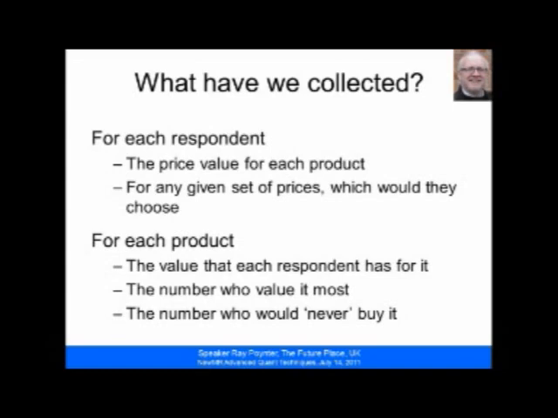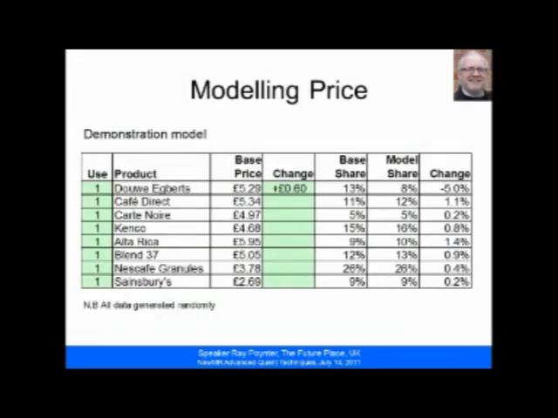For each product, we know what value the respondent has for it. We know the number of people who value it most. We know the number of people who say they would never buy it within a realistic marketing situation. We can then move to what-if modeling.